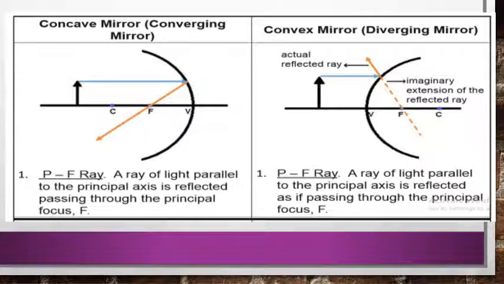Concave mirror or converging mirror. P to F ray. A ray of light parallel to the principal axis is reflected passing through the principal focus. Convex mirror, diverging mirror. P to F ray. A ray of light parallel to the principal axis is reflected as if passing through the principal focus F.